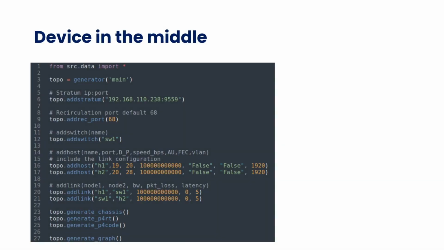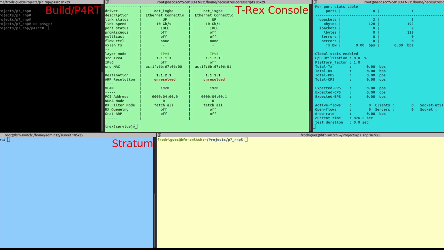If we have different devices in the middle of our topology, we are going to define these devices as switches, and then when we define the different links with the corresponding characteristics, we are going to create our topology. So now we are going to define two links, one from H1 to switch 1 and from switch 1 to H2.